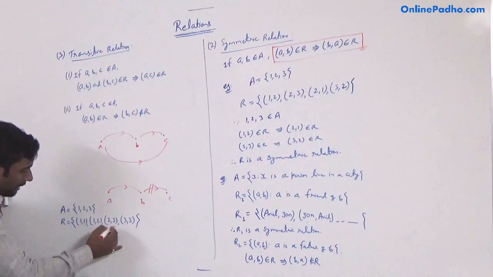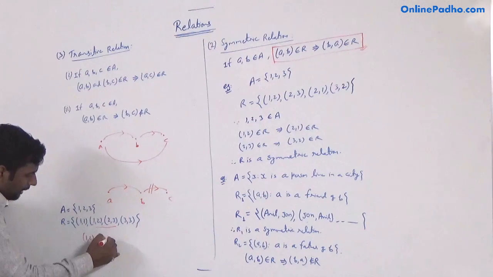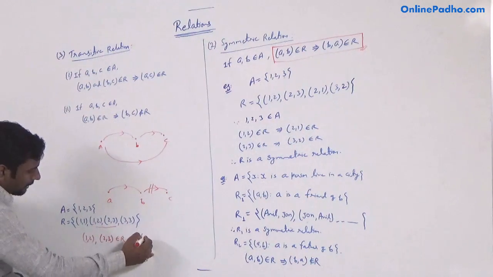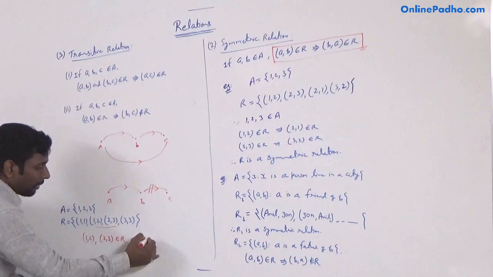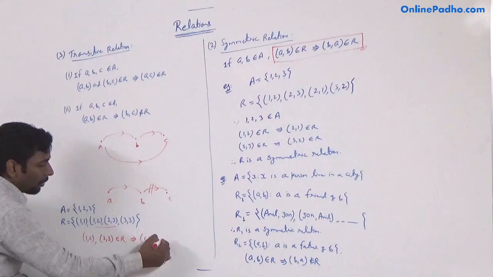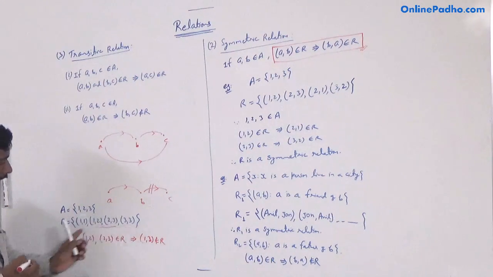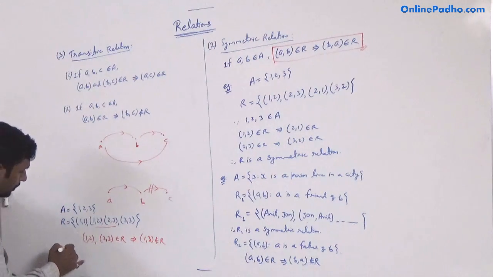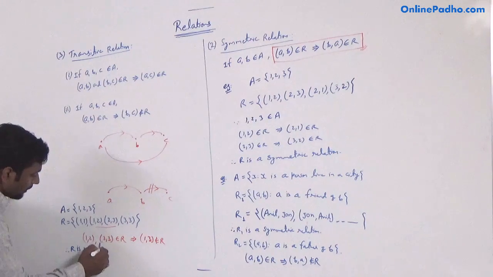This is not satisfied. Here you can say that 1, 2 and 2, 3 belong to the relation, then 1, 3. Is 1, 3 belong to the relation? No. 1, 3 not belong to the relation. Here 1, 3 is not an element in this. So this is not a transitive relation. So therefore R is not transitive relation.